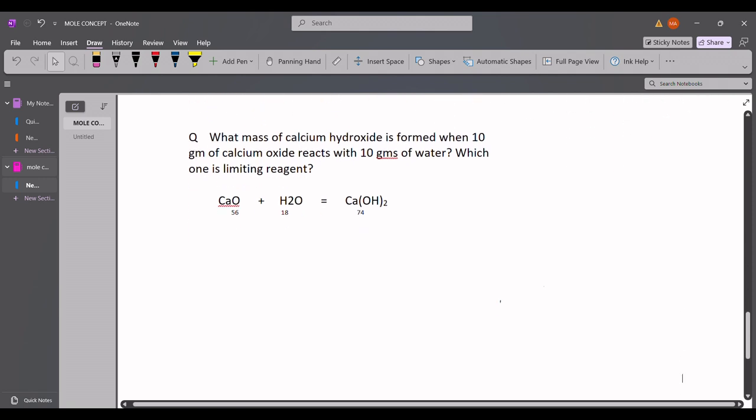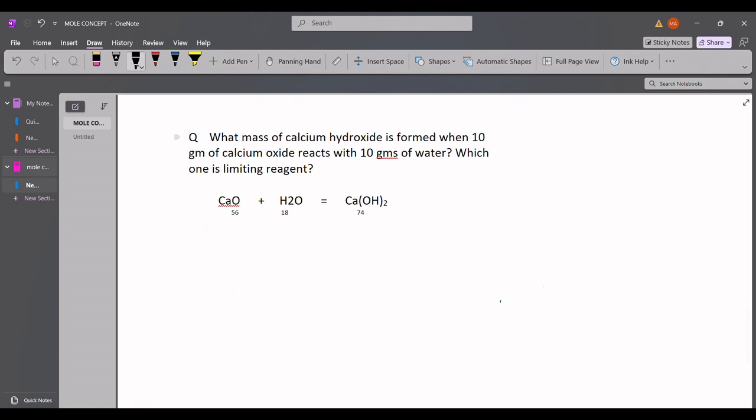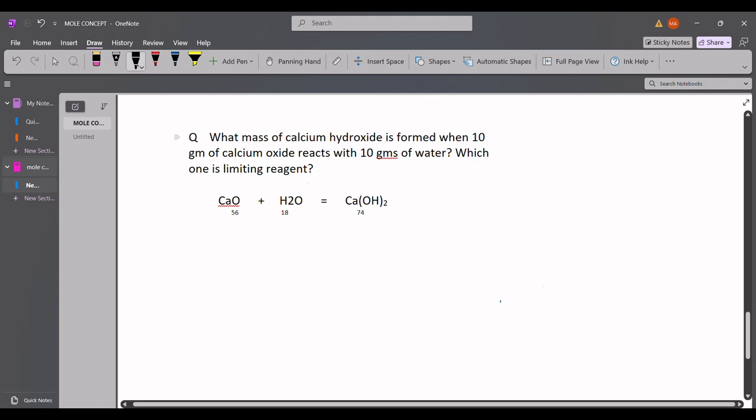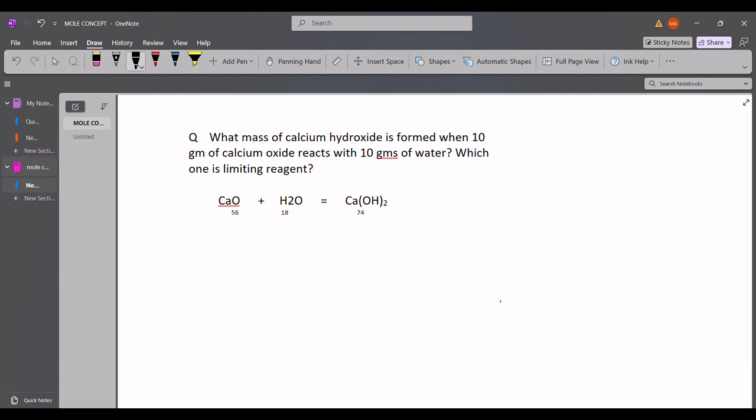What mass of calcium hydroxide is formed when 10 grams of calcium oxide reacts with 10 grams of water? Which one is the limiting agent? There are two questions: which one is the limiting agent, and what mass of calcium hydroxide will form when 10 grams of calcium oxide is reacting with 10 grams of water? First we have to see what is the limiting agent and which agent is in excess. One should be limiting and the other should be in excess.